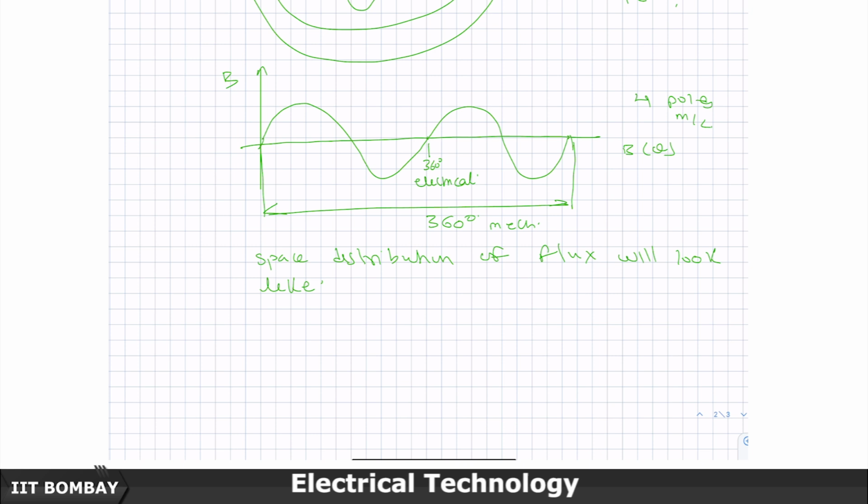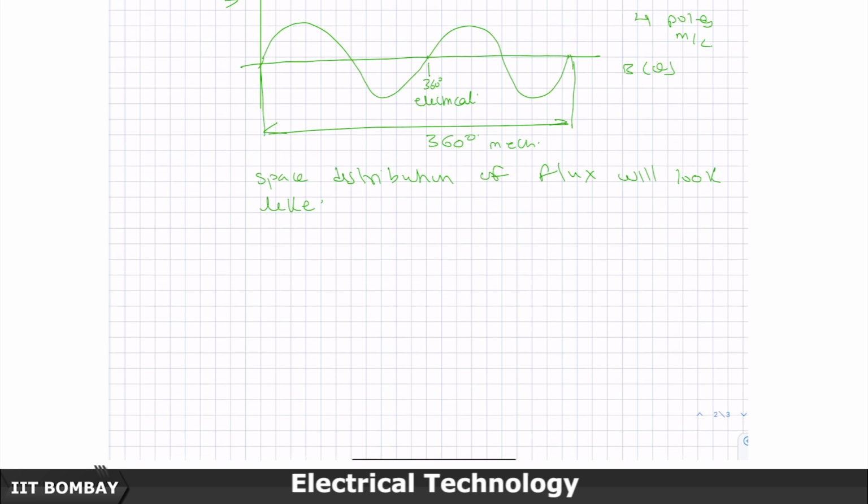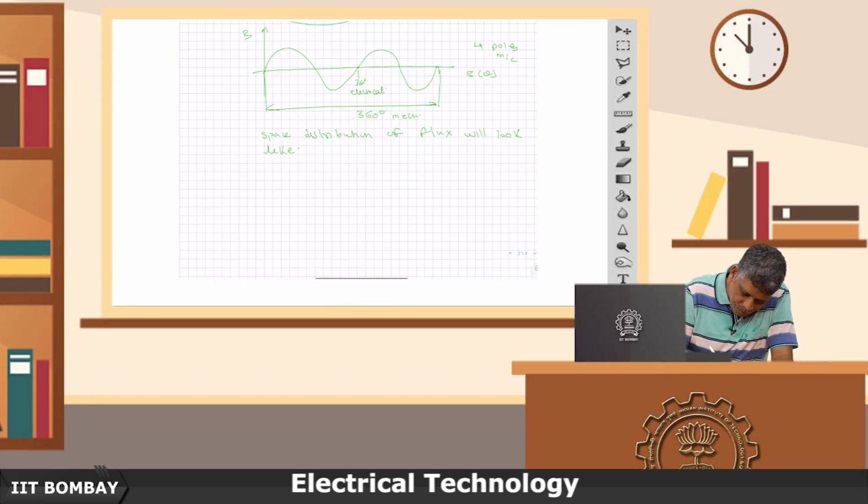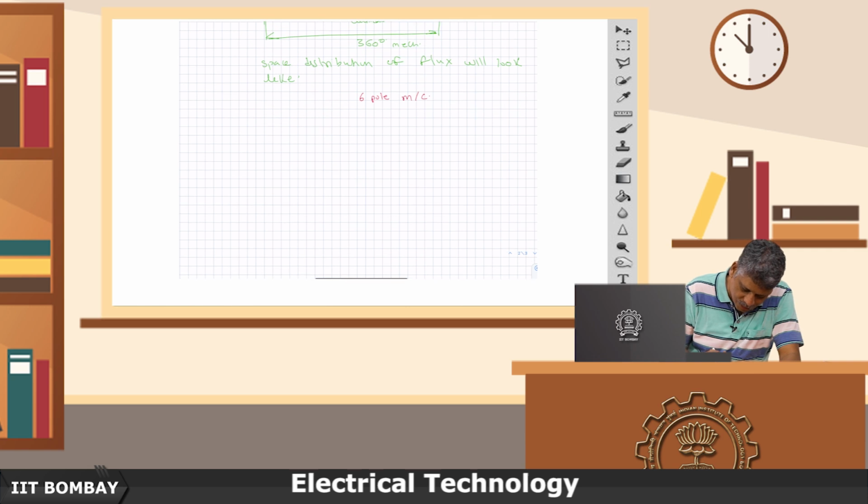Now, if this is the way the space distribution of flux looks, this is mechanical, so this is 180 degrees mechanical. Now, if I gave you a 6 pole machine, then we will come back to something else that I want to discuss, but let me just do that this once.